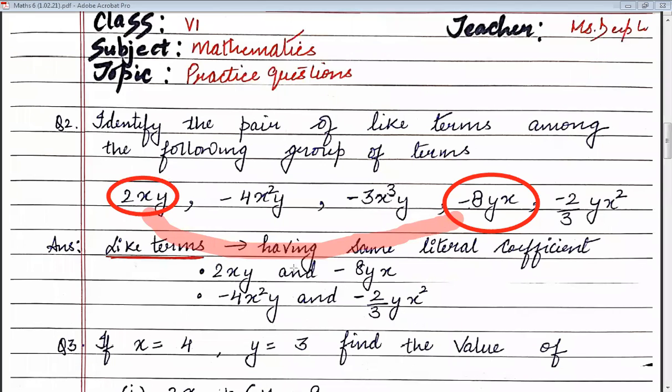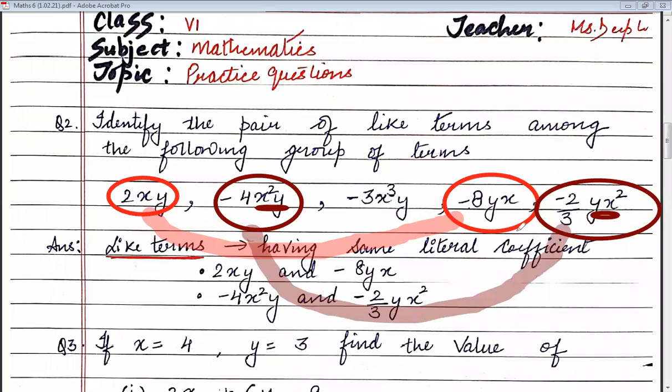Let's find out. This is your minus x square y and minus 2 upon 3 yx square. Because children, x square y and yx square is the one and the same thing. So it means we have one more pair here which are like. So you can say that 2xy and minus 8yx are like terms. And one more, that is minus 4x square y and minus 2 upon 3 yx square.